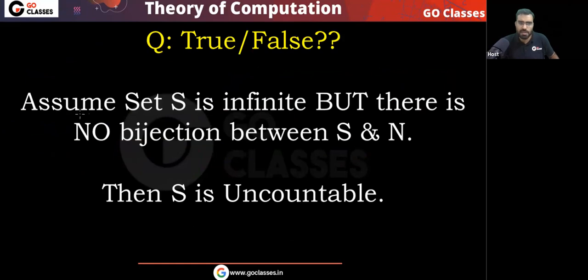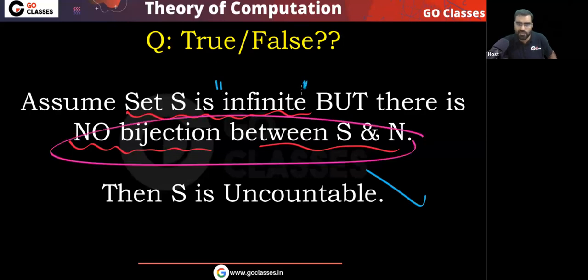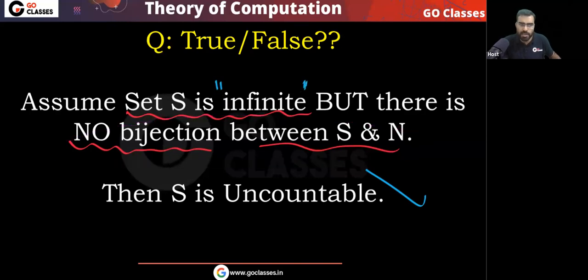On your screen, assume set S is infinite, but there is no bijection between S and N. So tell me, can I say S is uncountable? Yes, that will be uncountable. It cannot be countable, right? S is infinite, already given to you, and there is no bijection between S and N. So S cannot be countable, right? Agree? If this happens, then S cannot be countable.